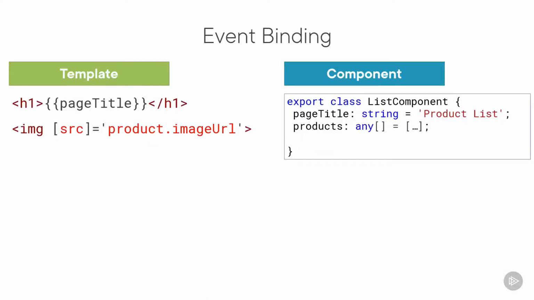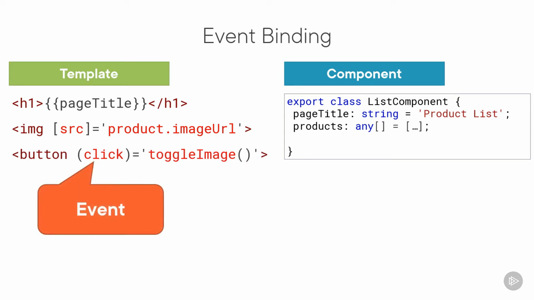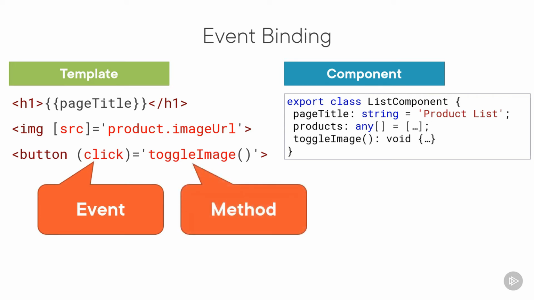So far, all of our data binding has been one way, from the component to the template. But there are times we need to send information the other way to respond to user actions. For example, to execute some code when the user clicks a button. A component listens for user actions using event binding. Event binding allows us to connect an event to a method in the component.